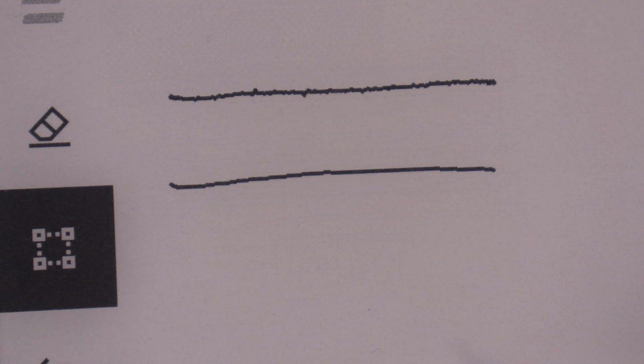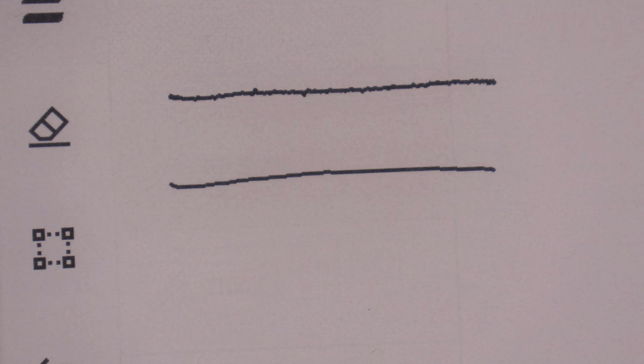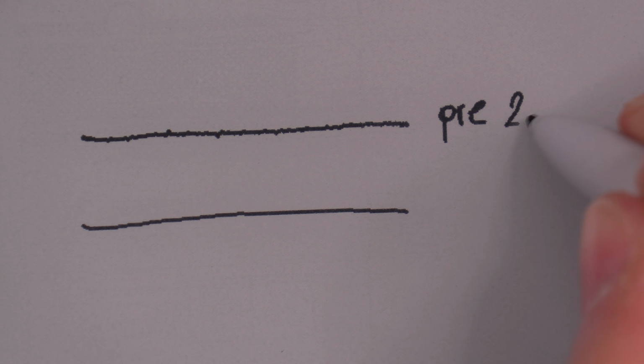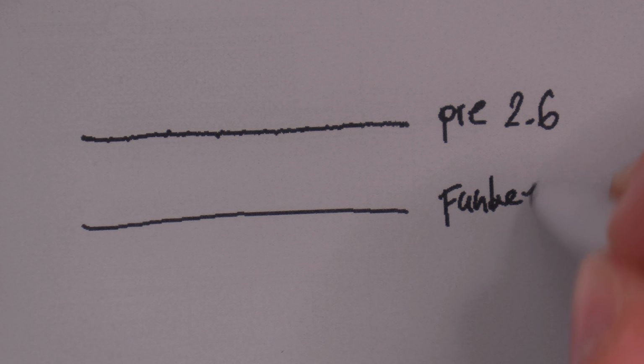All right, and now I'm going to use the same type of setup, which is a fine liner with the same pen that I used for drawing these, and the same thickness, which is medium thickness. Now let's just explain what we have here. So this one here is pre 2.6 no fix. This is the funky at, I believe, 16 strength.